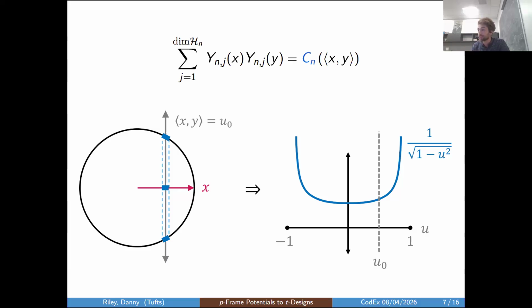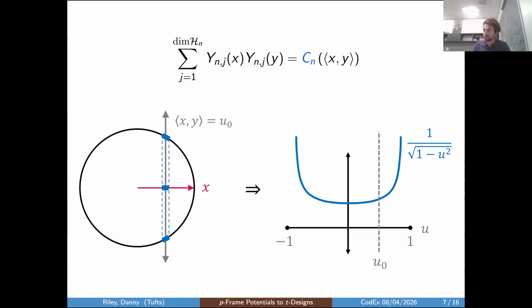So the Gegenbauer polynomials, these C_n that I have up here, are orthonormal polynomials. What are they orthonormal with respect to? Well, they're orthonormal with respect to this weight. In general, the power on 1 minus u squared is going to be different. It's going to depend on our dimension. But for d equals 2, this is what it's going to look like here.